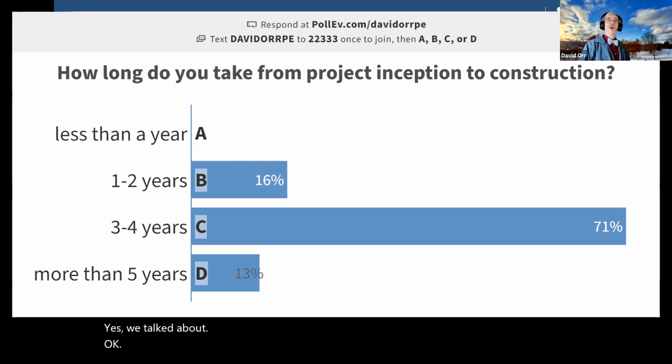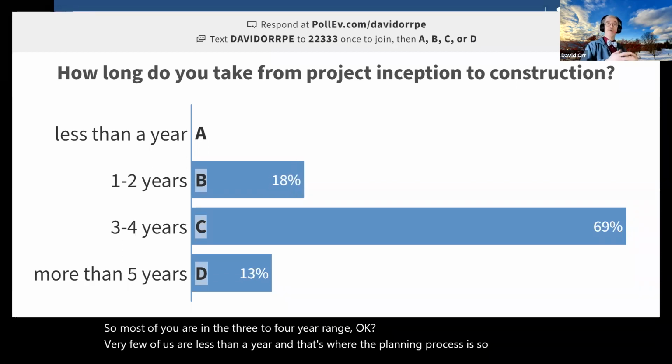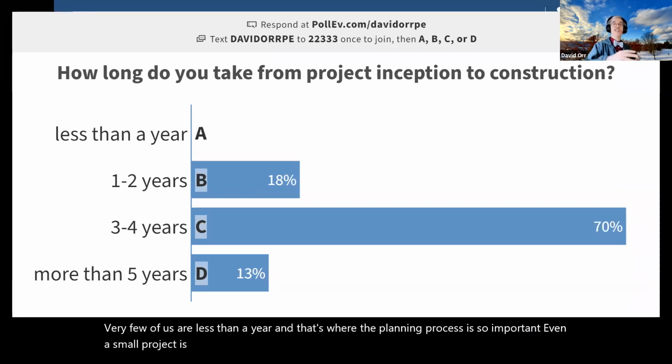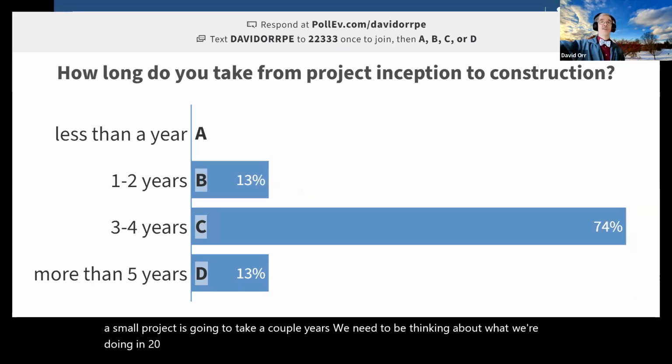So most of you are in the 3 to 4 year range. Very few of us are less than a year, and that's why the planning process is so important. Even a small project is going to take a couple of years. We need to be thinking about what we're doing in 2022, 23, and 24.